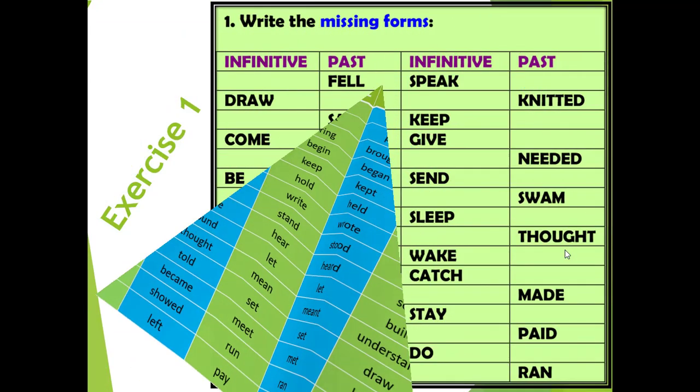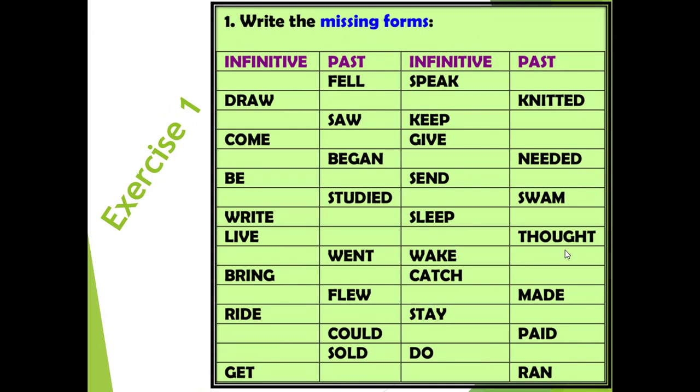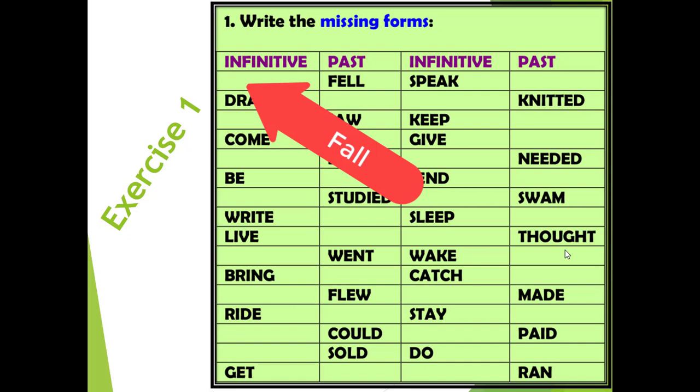Now, let's move on to exercises. Now, in the first exercise, it's very simple, it's very easy. You just have to fill in the forms, fill in the missing verbs. For example, the first one, we have fell in the past. What is the infinitive of the verb? And on the second one, we have draw. What is the past of the verb? For example, fell, the infinitive form is fall with F, A, double L. Okay?